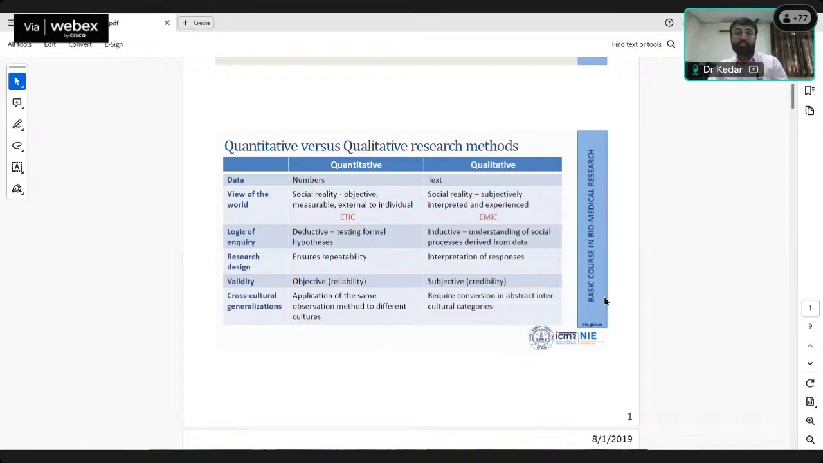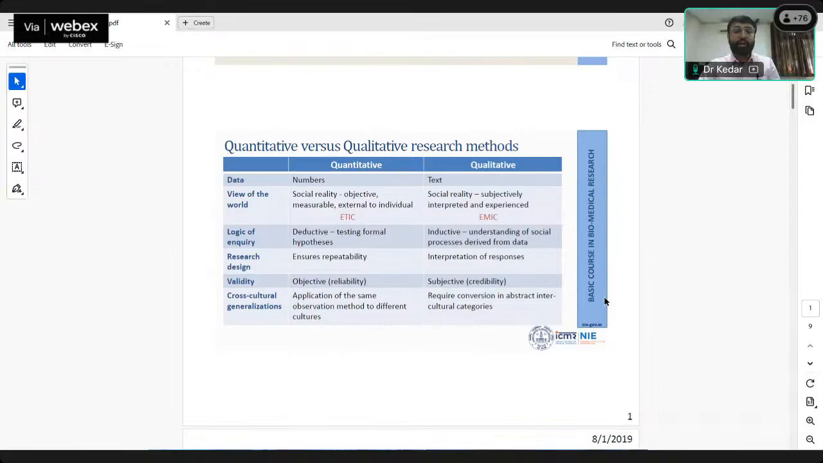Another MCQ which comes up is the second difference point: quantitative is etic perspective, whereas qualitative is emic perspective. Emic perspective is one of the MCQs which is asked, which means that it is more or less subjective, whereas quantitative research methods are more or less objective. So that is the main basic difference: quantitative methods are objective, that is etic perspective, whereas qualitative is subjective, which is emic perspective.